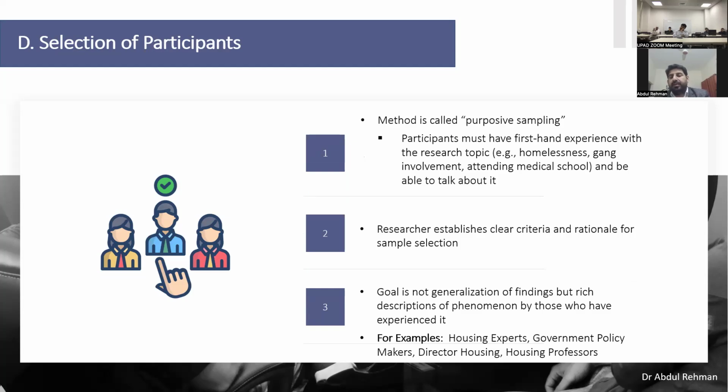Whenever you go into the research, the question comes up, might be in your viva, on what basis you selected the participants. So in qualitative research, the selection method is called purposive sampling. It means that we select a small number of people, but with good knowledge and expertise in that field.